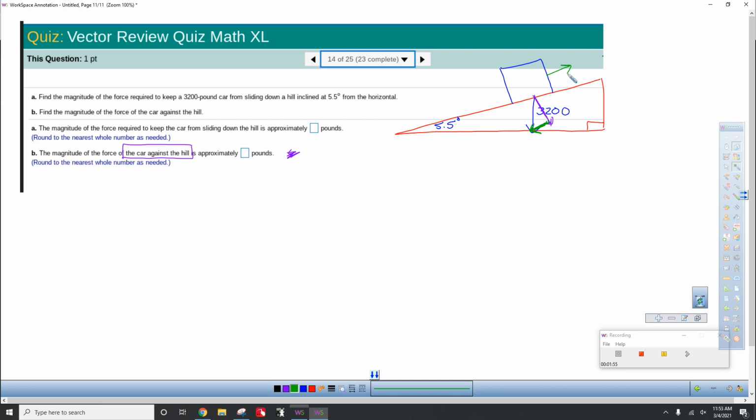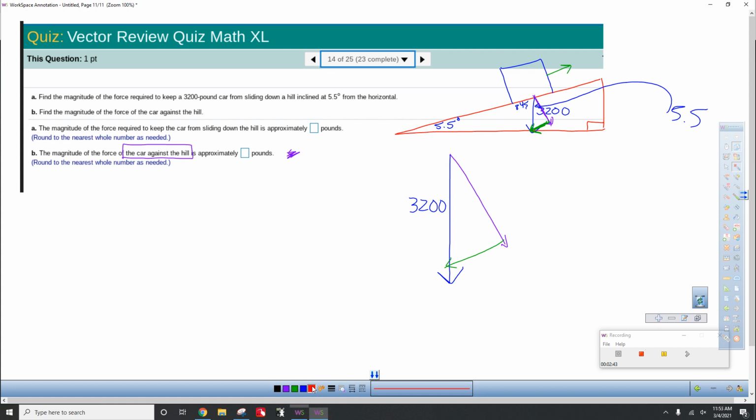So what we have to remember is that, I'm going to redraw this triangle big. That's 3,200. And if that's 5.5, then that makes this 84.5. So that's the 5.5 degree angle right there. All we're doing here is a series of similar triangles. That's the purple one. That's the green one.